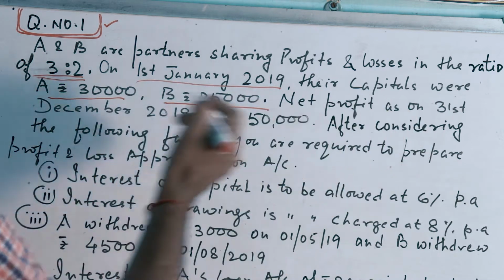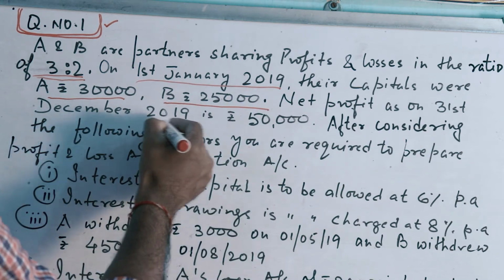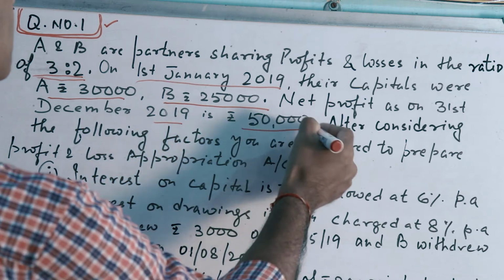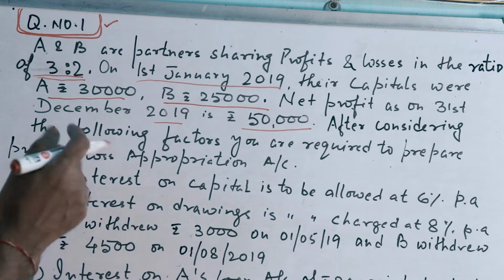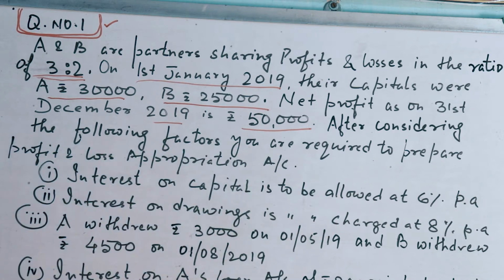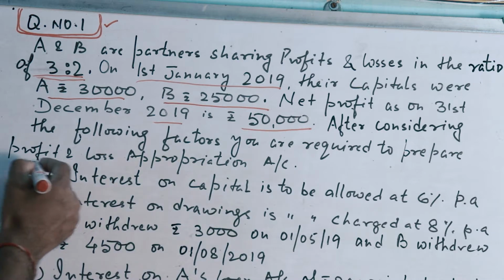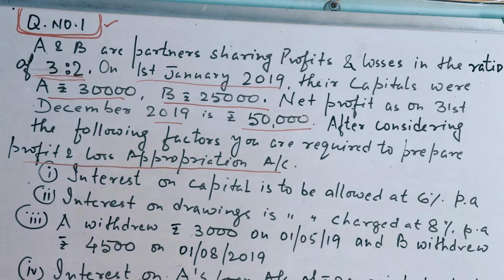Net profit as on 31st December 2019 is rupees 50,000. After considering the following factors, you are required to prepare Profit and Loss Appropriation Account. We'll prepare Profit and Loss account. I have already drawn a format over here.